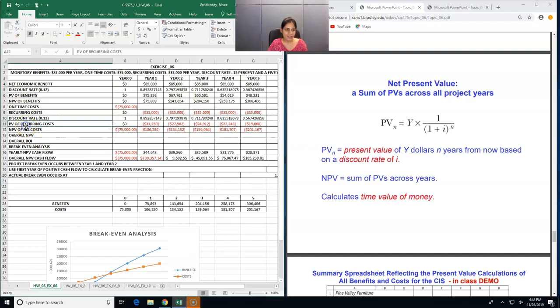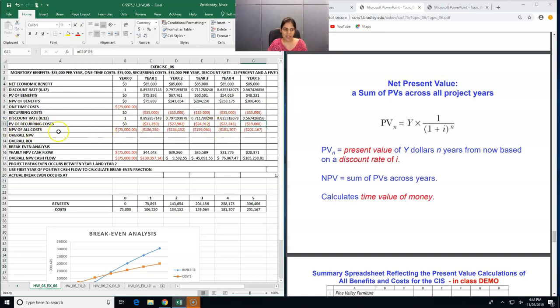Now we need to calculate the present value of recurring costs. We can see that PV is nothing but Y into 1 by (1 plus I) whole power n. So PV is nothing but the product of these two values, the recurring costs into the discount rate. So you can see that it's C10 into C9, discount rate into recurring costs, and the same for each following year. This is how we have calculated the PV of recurring costs.